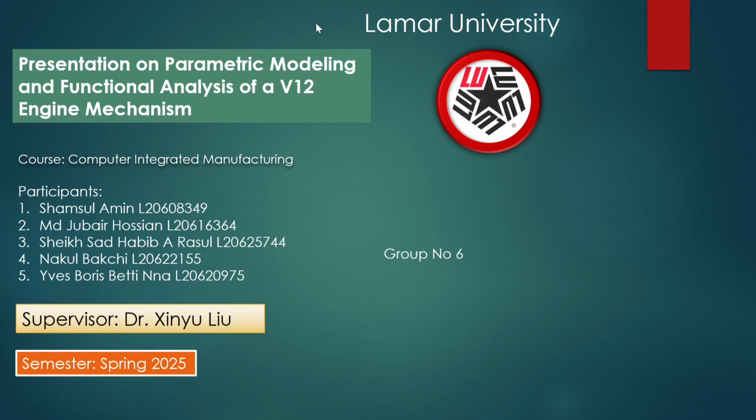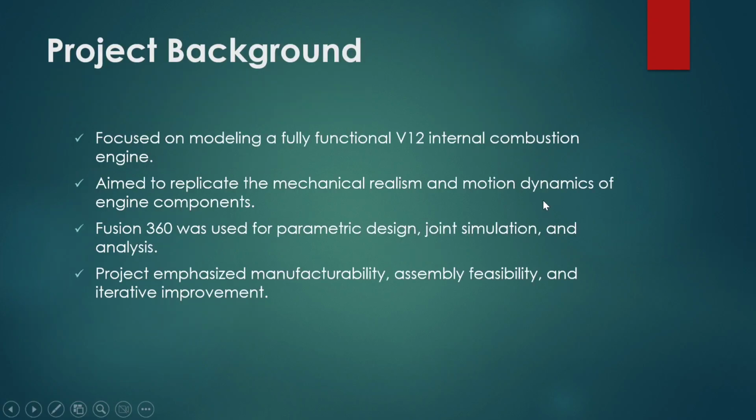Today, I'll briefly talk about our project, modeling a V12 internal combustion engine using Fusion 360. This project focused on designing a fully functional V12 engine. Our goal was to replicate the mechanical realism and motion dynamics of the key components. Using Fusion 360, we carried out parametric design, joint simulation, and motion analysis. The project also emphasized manufacturability, ease of assembly, and continuous improvement throughout the design process.